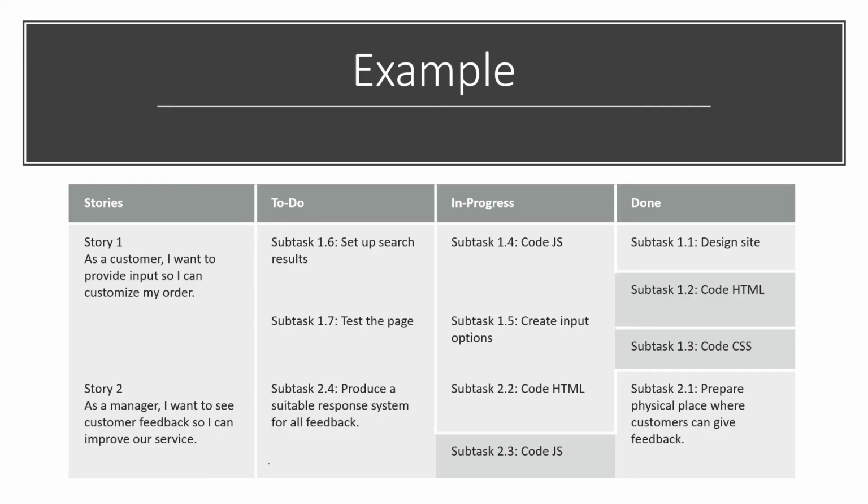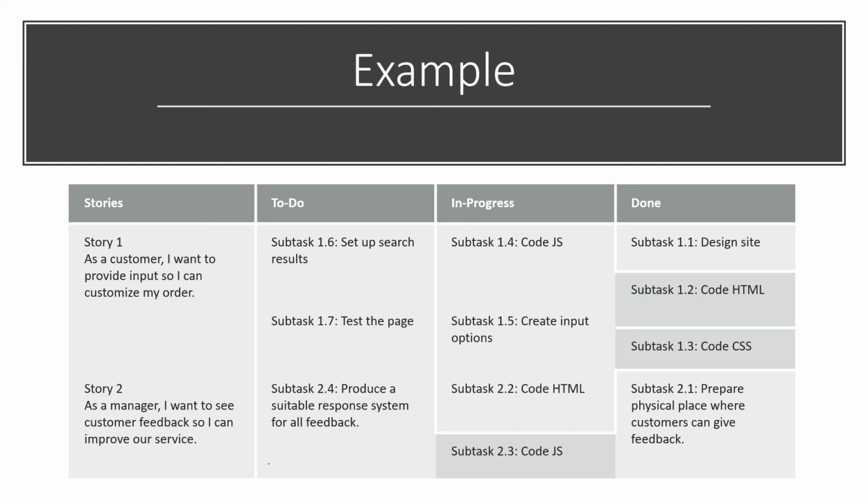Here is an example of a task board I created in PowerPoint. It has the four columns: stories, to do, in progress, and done. To explain the subtasks in the latter three columns, you usually have to start with the story, because the story explains the bigger task that is later split into all these subtasks, and it explains why this task is here. For example, for story 1, the customer will want to provide user input and to customize their order.